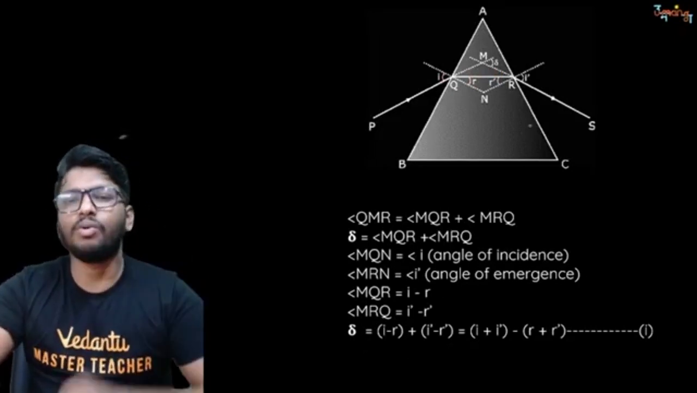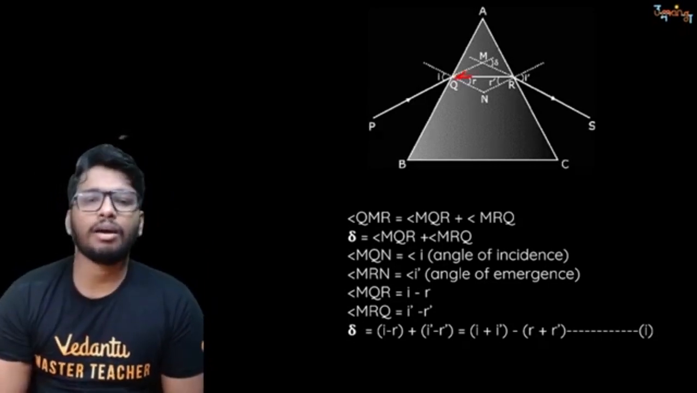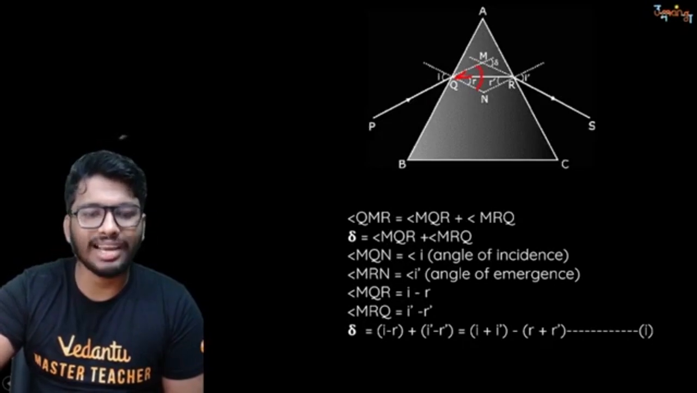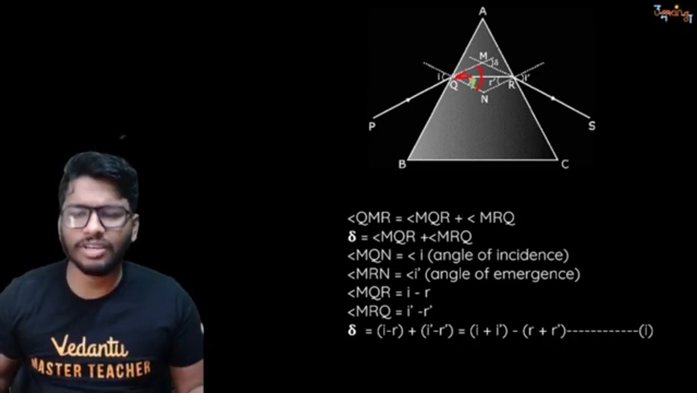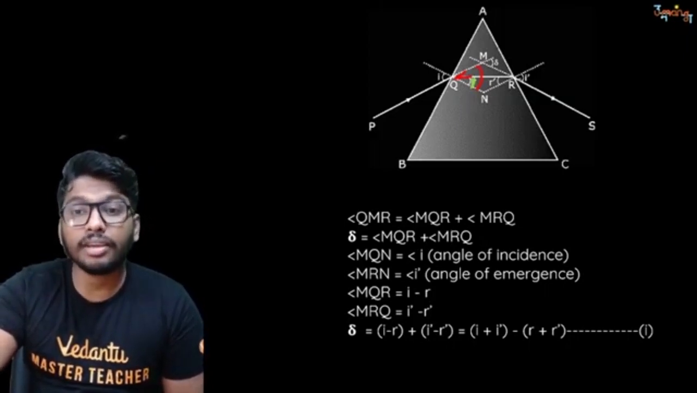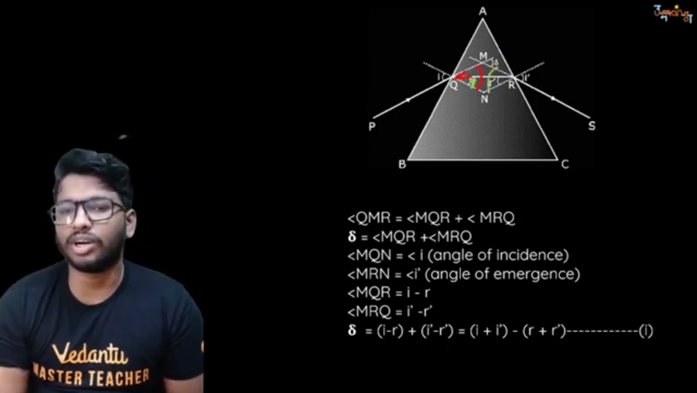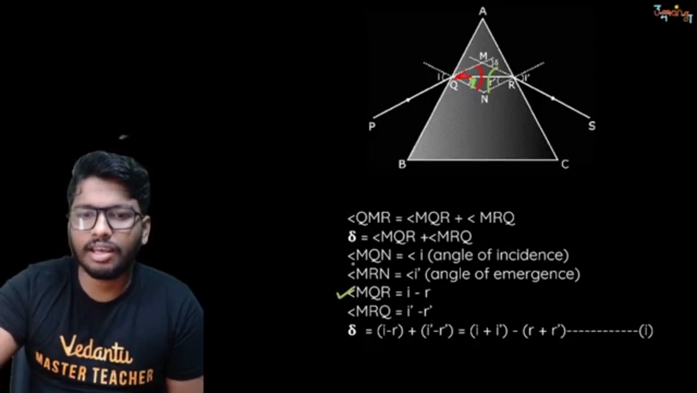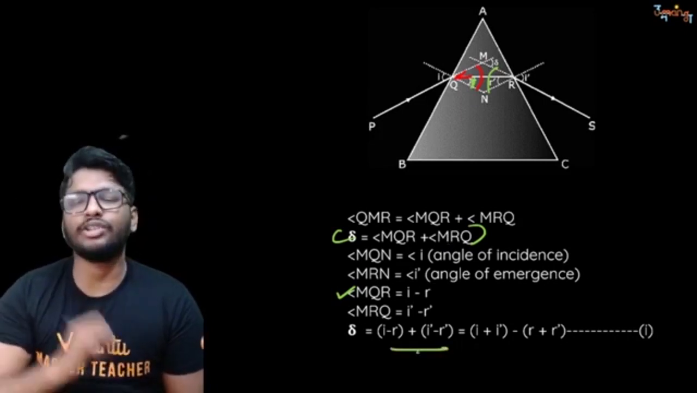Now MQR, this angle here, is basically equal to this entire angle minus this tiny angle, this R, which is very, very obvious. So I'll get it as I minus R. In the same way over here also, what is MRQ? MRQ is this entire angle, which is I dash minus R dash. Now, what is delta? I'm going to substitute these two values in this equation. All right. So delta is what? I minus R plus I dash minus R dash.